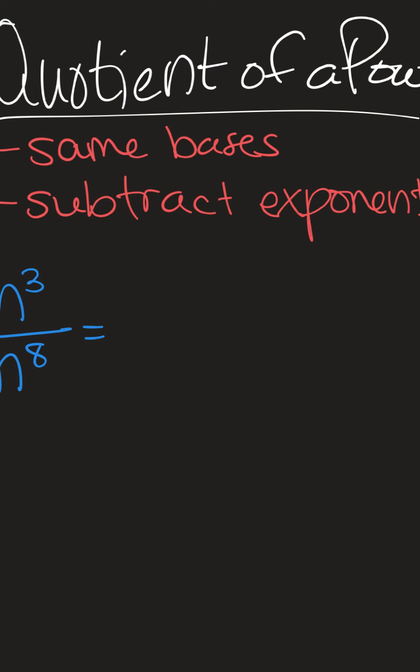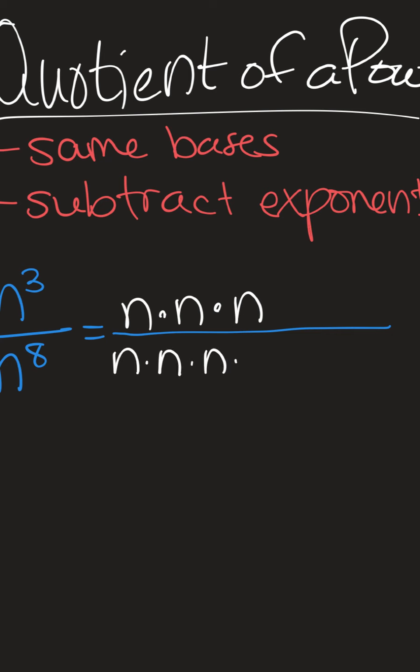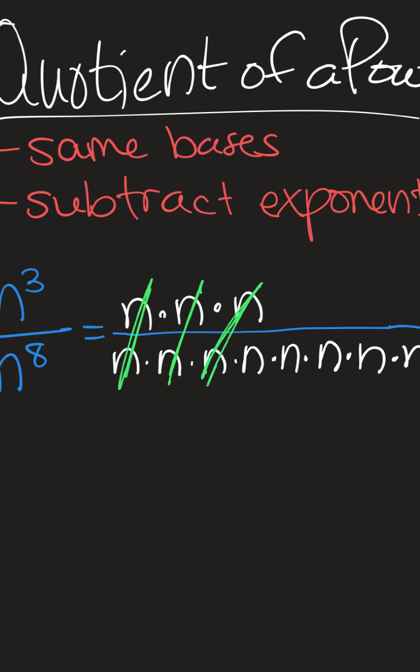So I'm going to expand this first so we can see how and why this works with subtraction. So in the numerator we have n times itself 3 times. In the denominator we have n times itself 8 times: 1, 2, 3, 4, 5, 6, 7, 8. Okay. Now to simplify, as we like to do, I am going to simply cancel out anything that's on both the bottom and the top, or the numerator and the denominator. So I have a 1-to-1 correspondence there, and there, and there.